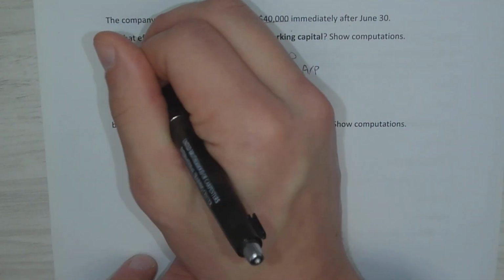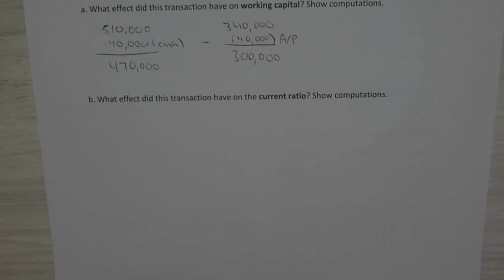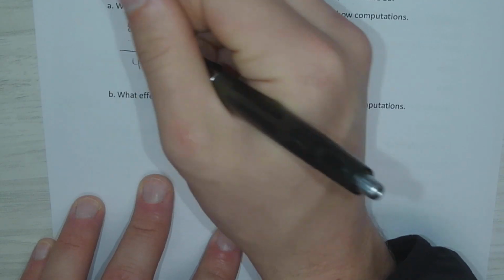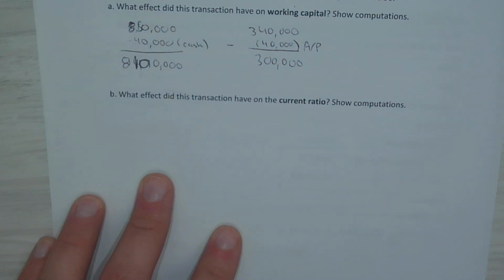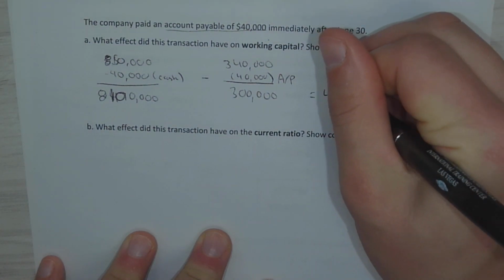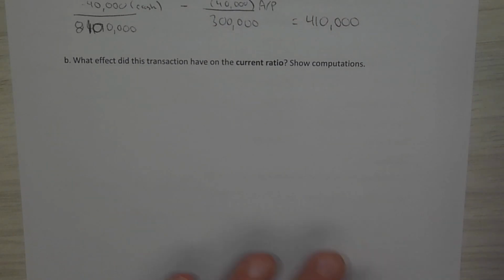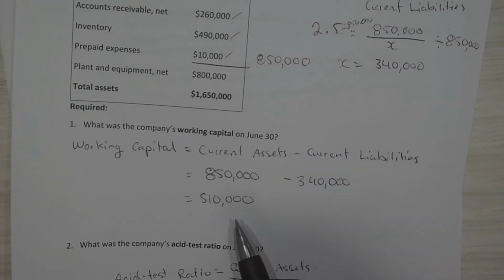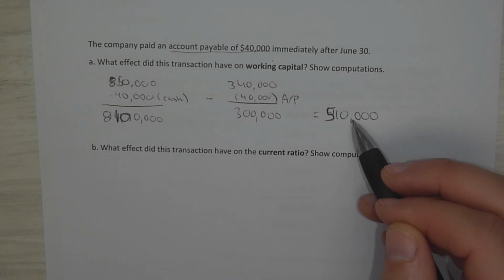My mistake, guys. I put 510, but I meant to put our 850, not our working capital. It's our current assets, not our working capital. So 850 minus 40 equals 810,000 minus 300,000, and we get 510,000. So as you can see, paying off AP does not change our working capital at all.